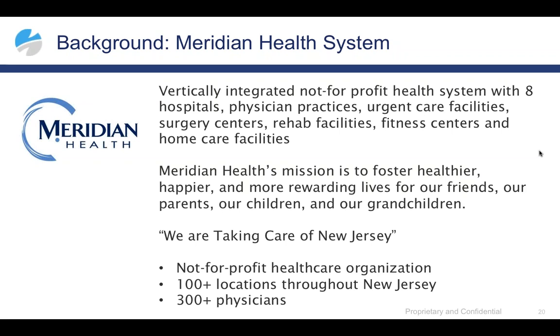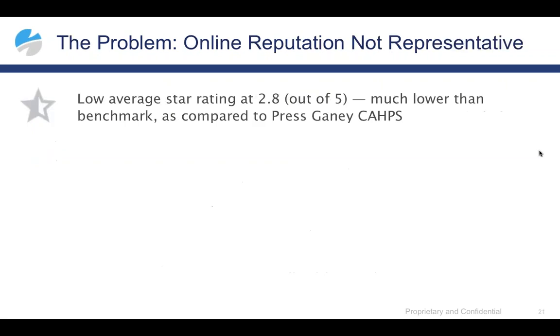So Meridian Health is a vertically integrated non-for-profit hospital system. We have 8 hospitals, 1 university hospital, 6 community hospitals, and 1 children's hospital. We have over 100 physician practices, urgent care facilities, surgery centers, fitness centers. And the reason why I bring that up is when I start, we actually implemented Reputation.com with about 40 facilities, which included a mix of hospitals, urgent care, fitness centers, and then in addition to that, we also had about 270 physicians. So that's how we started.